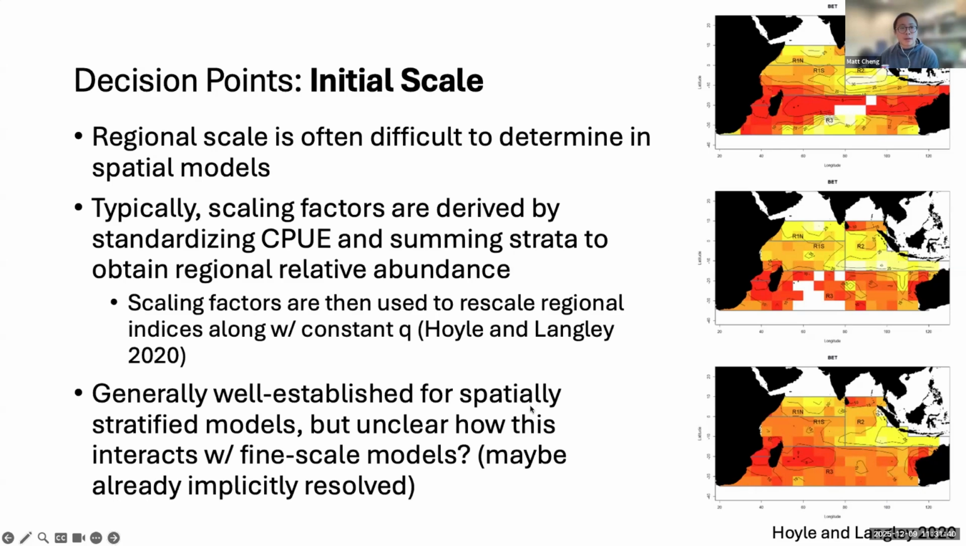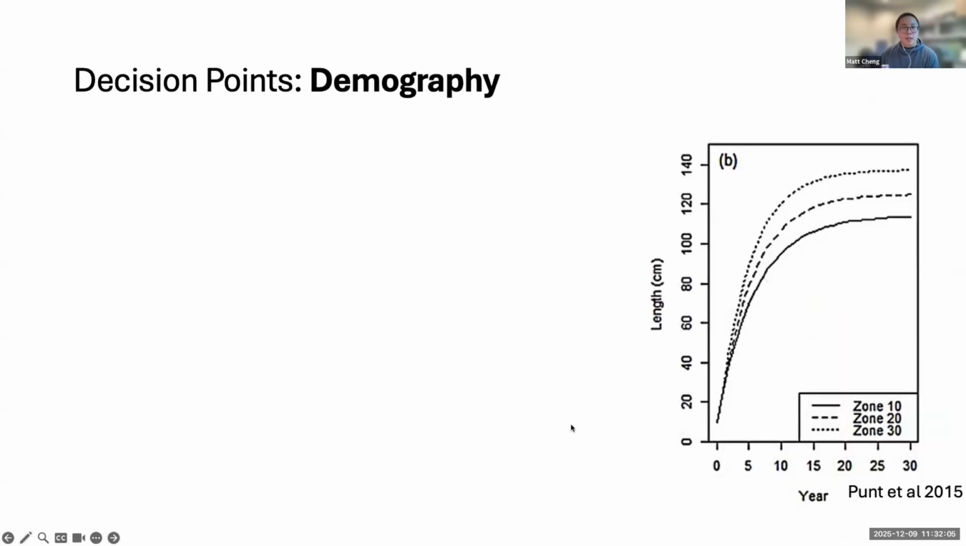And so it's generally well established for how we do this in spatially stratified models, but I'm not sure how this might interact with some of the fine scale population models. And I think maybe if you standardize CPUE within these fine scale models, maybe that's already implicitly resolved from that. So I'm almost to the end there.